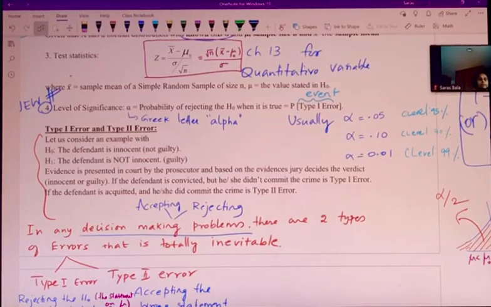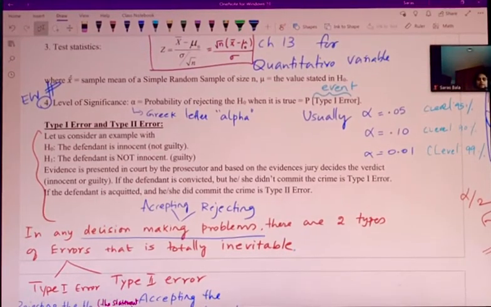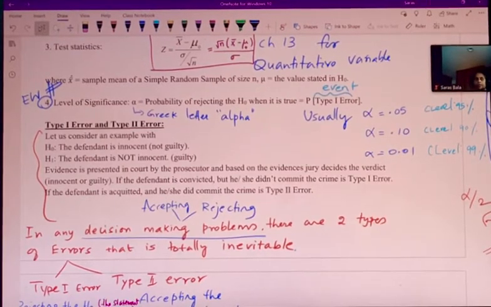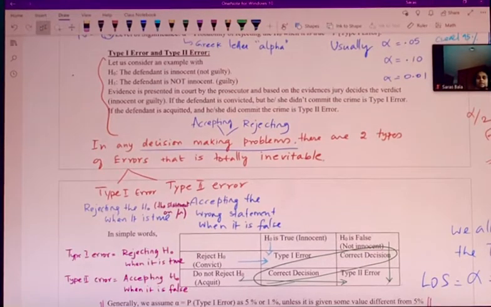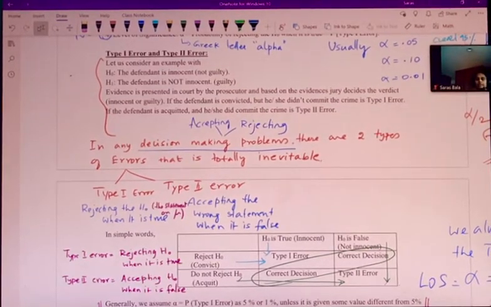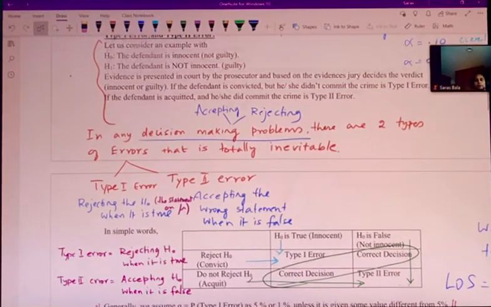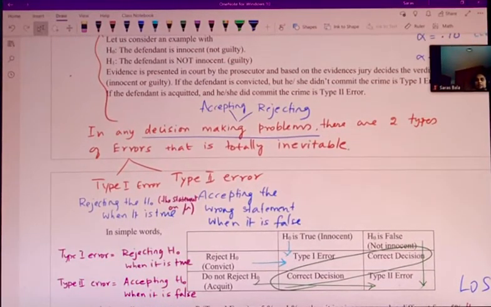What is the type 1 error? The type 1 error is rejecting the null hypothesis when it is true. So in any decision making problem, or in deciding which statement is going to be accepted or rejected, because we are doing the testing of hypothesis, we are going to be deciding which statement is good to go. So that way we are going to be making a decision here based on the claim, right?